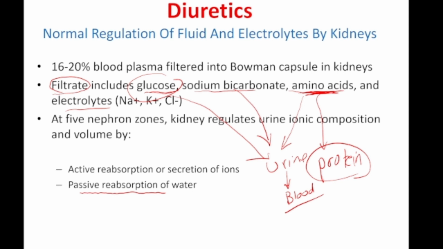If you look at the nephron, this is the major unit of the kidneys. We have 5 zones in the nephron, and these zones are responsible for regulating urine ionic composition by 2 mechanisms: active reabsorption or active secretion, which uses ATP against concentration gradients, and passive reabsorption. So we have 2 mechanisms involved in regulating fluid and electrolyte movement in the kidneys: active reabsorption or active secretion, and passive reabsorption of water.